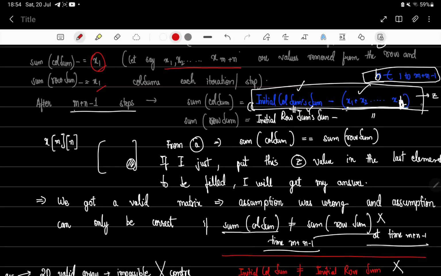So suppose after m plus n minus 1 steps, this is the case where m plus n minus 1 steps have taken place. Now after this number of steps, the current sums are the initial sums minus x1 plus x2 plus x3 up to xn. Now we know that these two values are already the same, and we know that these two values are 100% the same.